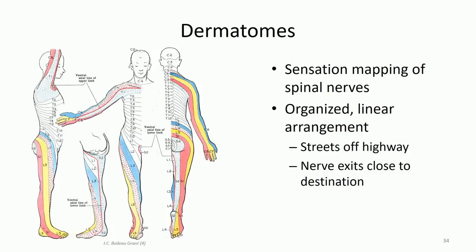This is because of the topographical organization of the spinal nerve distribution. Simply put, a set of neurons will take the most direct spinal nerve to reach their target organ. Again, this concept can be applied to our roadway analogy. Whenever you head for a specific destination off of a highway, you typically choose the exit closest to your destination.